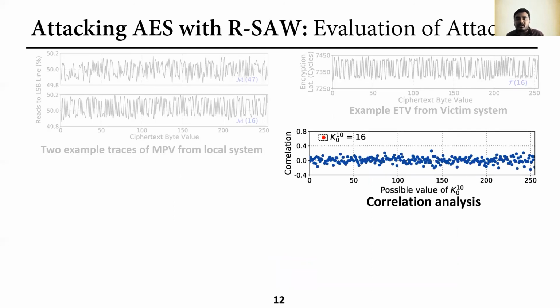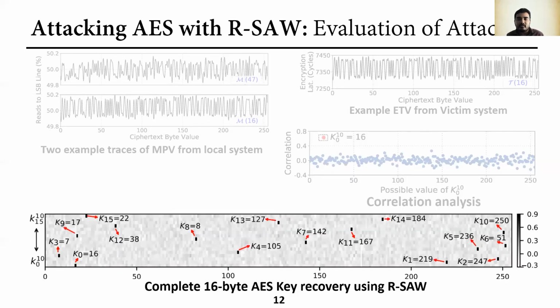We run correlation analysis of the ETV with the MPVs. We observe that the MPV when the key byte value is 16 results in the highest and outstanding correlation with the obtained ETV, which indeed corresponds to the secret key value of the victim machine. Similarly, we observe that we are able to recover all 16 key bytes of AES encryption in this way, as shown in the bottom figure.